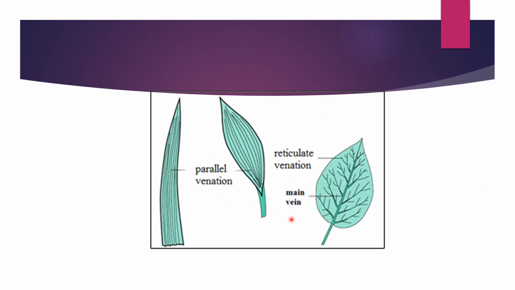Here is one more pictorial representation of reticulate and parallel venation. In reticulate, on both sides of the main vein, which is also called the midrib, we can see a network of veins, or web-like veins. So this is a reticulate venation. On the other hand, in parallel venation, the veins run parallel to each other, arising from the stem and going up to the tip of the leaf.